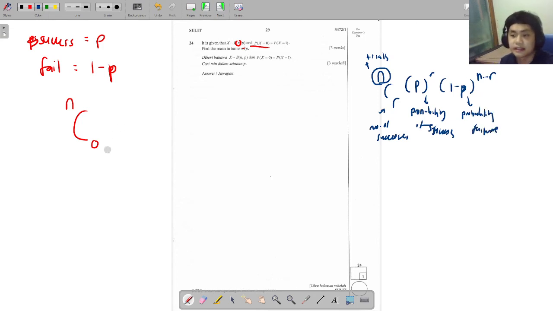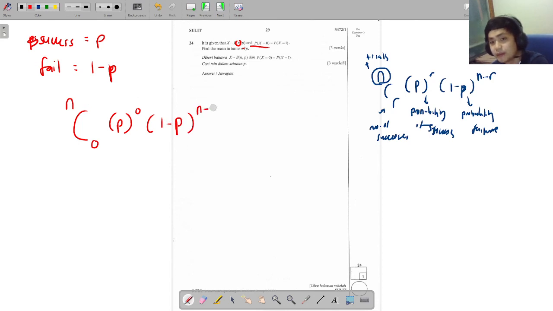So these are just simple descriptors for it. So n C 0 is 0, p is p, and r is 0. So your probability of failure is 1 minus p, and this will just be n minus 0, right? So this is supposed to be equal to when you have one success, so n C 1, p to the power of 1, and this is 1 minus p to the power of n minus 1.